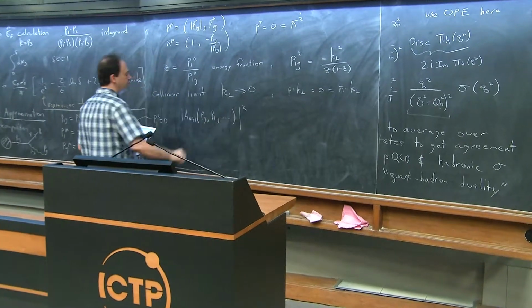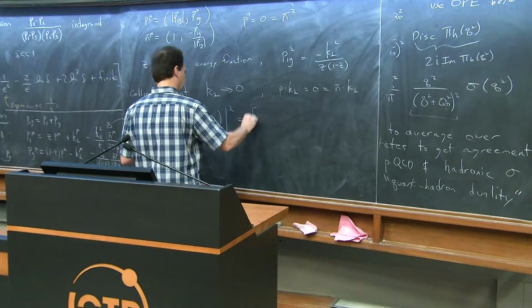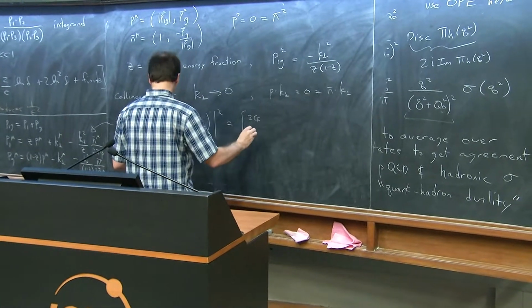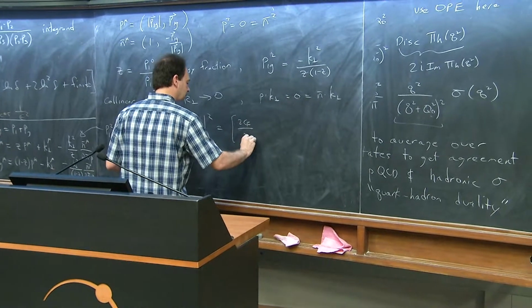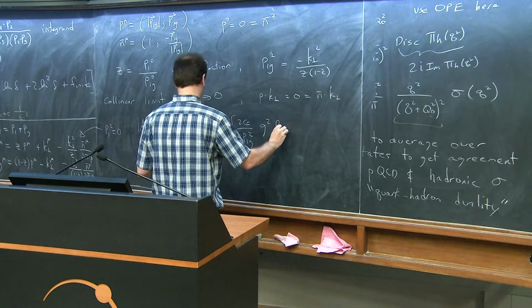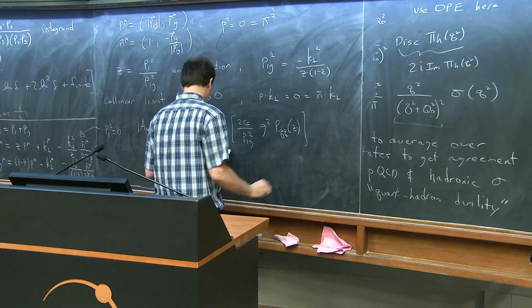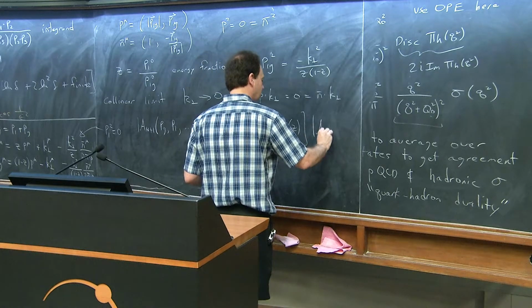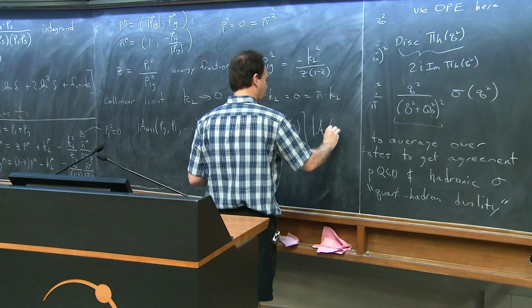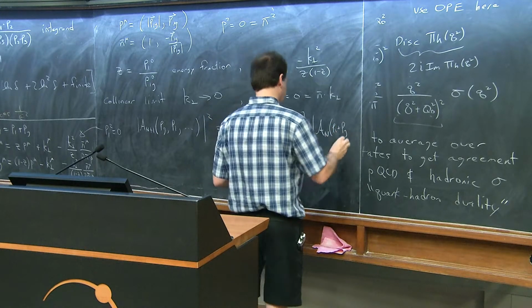If I have some amplitude of n plus 1 particles and I consider this limit, then it factors into a product of a collinear factor times a lower point amplitude. In this case, I'm squaring the amplitude and summing over spins, and that's giving me a scalar function out front.